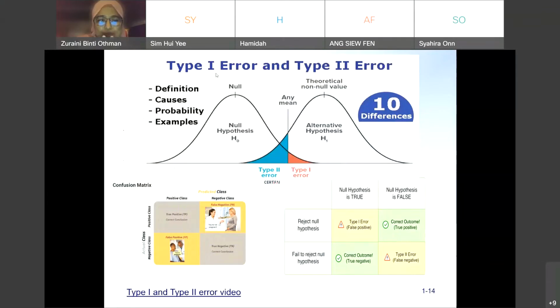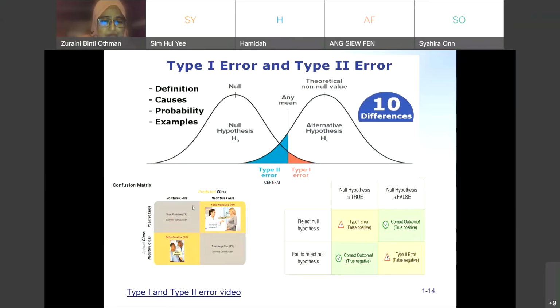And this is what we call type 1 and type 2 error if we have curves like this, where this is the null hypothesis and this is our alternative hypothesis, and type 1 error is involved here. For any mean, this is our mean value and this is the type 1 error, and the type 2 error will fall in this area. It's okay if you do not understand yet.